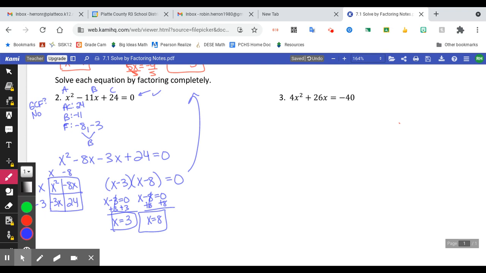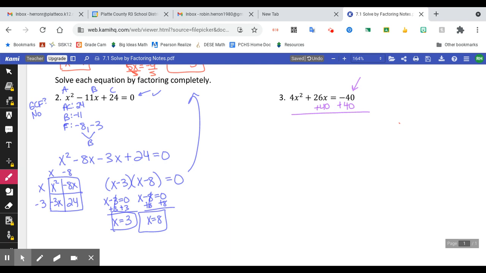Okay, so same processes that we had last week with factoring. We're just looking at it another step further, which is solving. Okay, so this one doesn't equal 0, which means I have to get rid of 40.